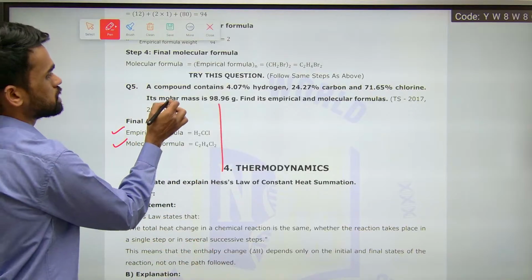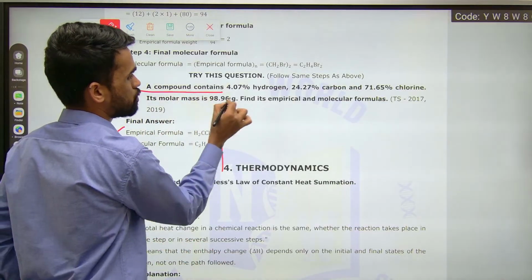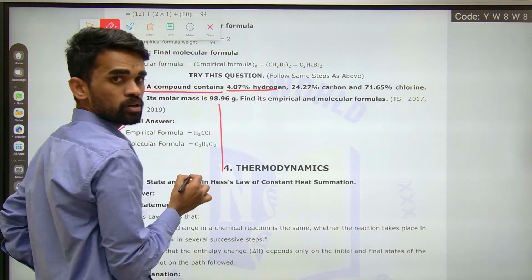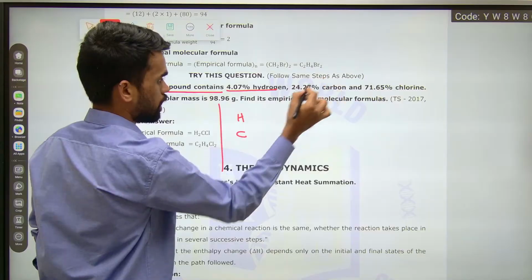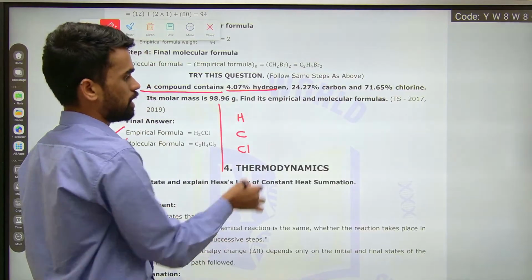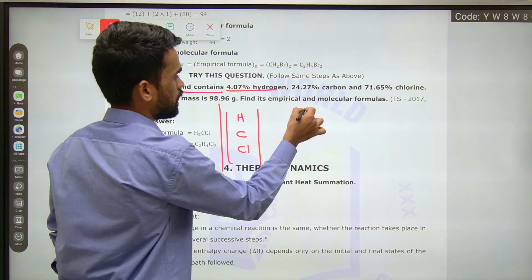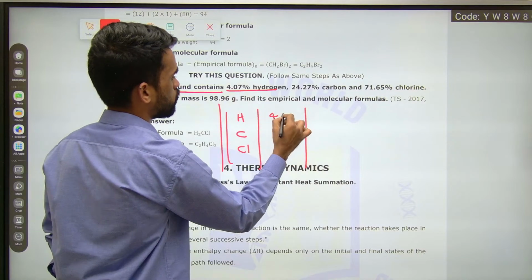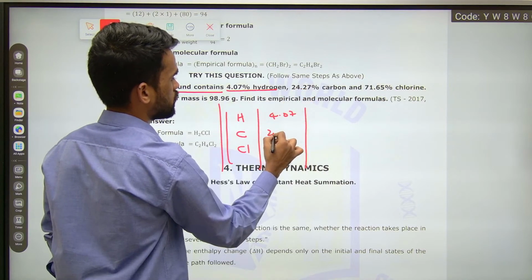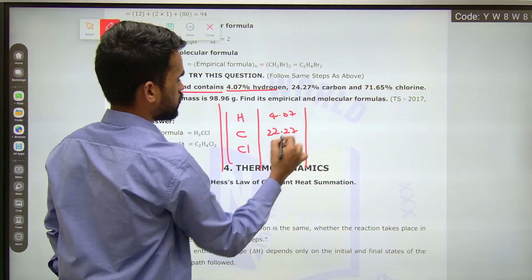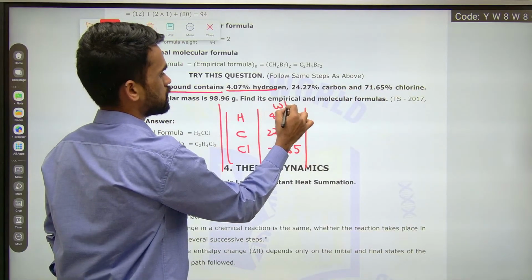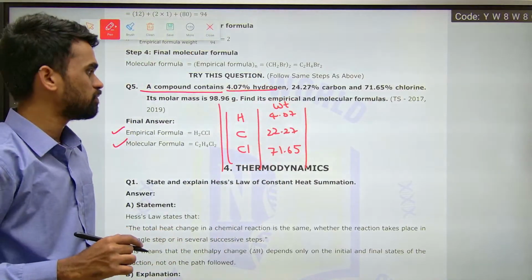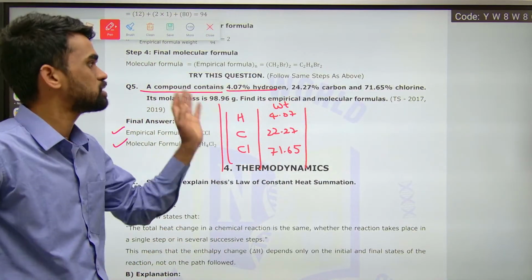See, the given compound contains hydrogen, carbon and chlorine. These are the three elements given. I told you to write the elements first. And what are the percentages they gave? Hydrogen is 4.07, carbon is 24.27 and chlorine is 71.65. This is a weight percentage. From that I am getting the weight of each element in 100 grams of the given substance.